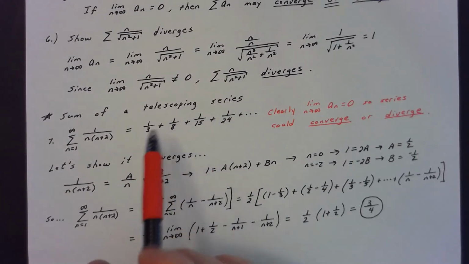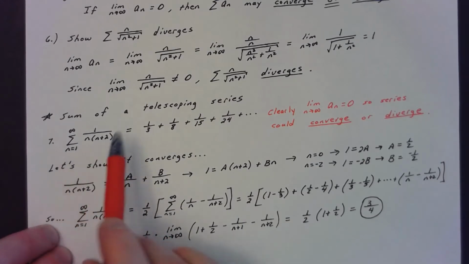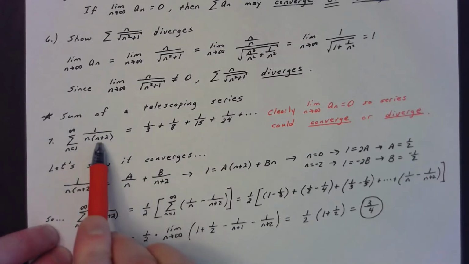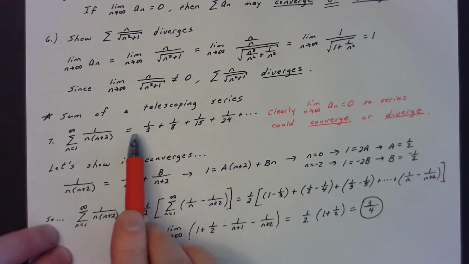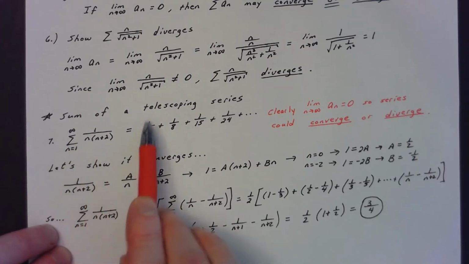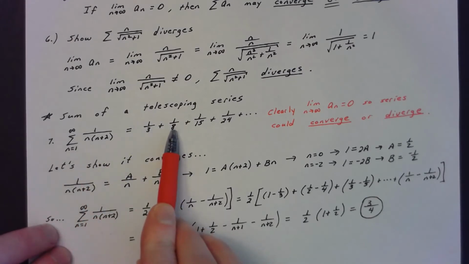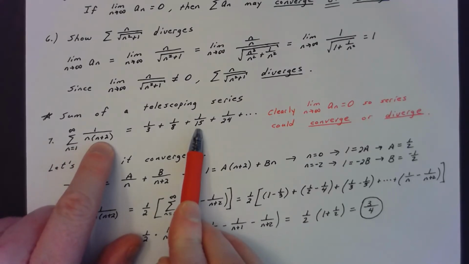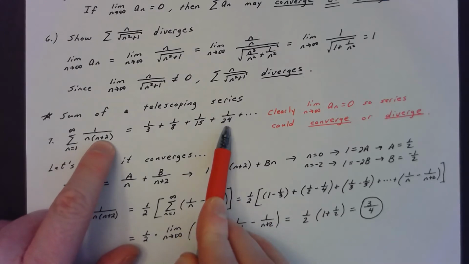A telescoping series is whenever you have a factored denominator. So if I have the series from n equals 1 to infinity of 1 over n times n plus 2, I've gone ahead and written out the first 4 terms of that series. Notice, when n is 1, you'd have 1 over 1 times 3. That's going to be 1/3. When n is 2, your denominator would be 2 times 4, and your fraction would be 1/8. When n is 3, you'd have 3 times 5, so plus 1/15. When n is 4, your denominator would be 4 times 6, so plus 1/24.